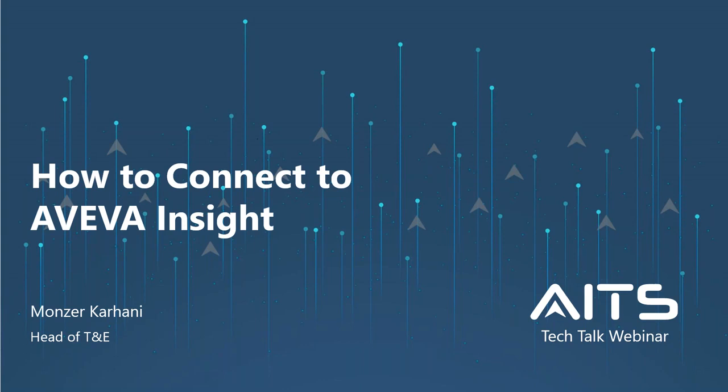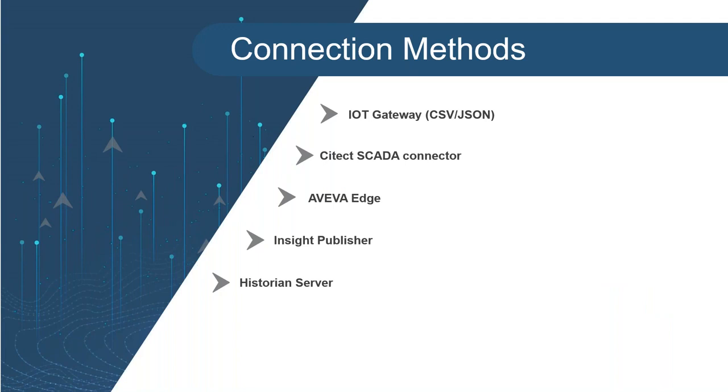Hey, everyone. As Nader explained, today I will host this webinar about the communication to AVEVA Insight. To continue with this series, today we will look at the different types of connections. We'll start with how to connect from an IoT gateway using a JSON or CSV. Then we'll connect with Scitec. We'll do the demonstration for AVEVA Edge using Insight Publisher, as well as for OI server and InTouch HMI. And in case we have a historian server or System Platform, we will show you how to publish from a historian server, and we'll talk a little more about historian server with hybrid architecture.